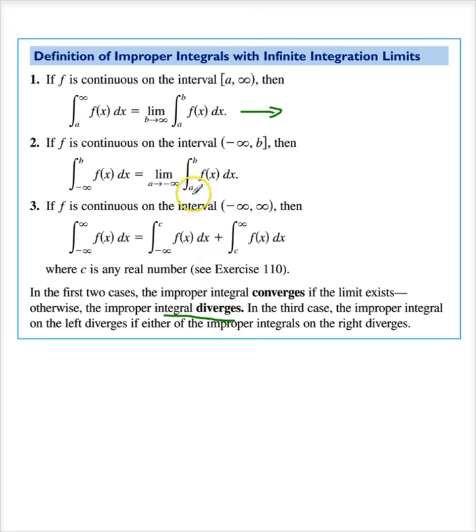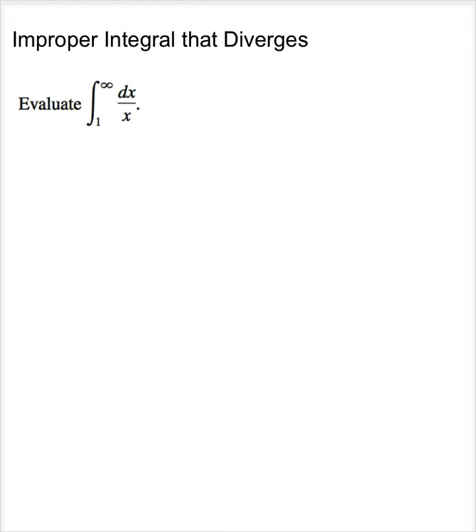If I want the integral from negative infinity to positive infinity, then just pick some number in between. 0 is usually a really good number. We'll then integrate from negative infinity to that point c of f of x dx, plus the integral from c to infinity of f of x dx. Now, this converges if both of these limits converge. You have to apply the limit to each, and it diverges if one or both of these diverge. Let's look at a couple of examples.